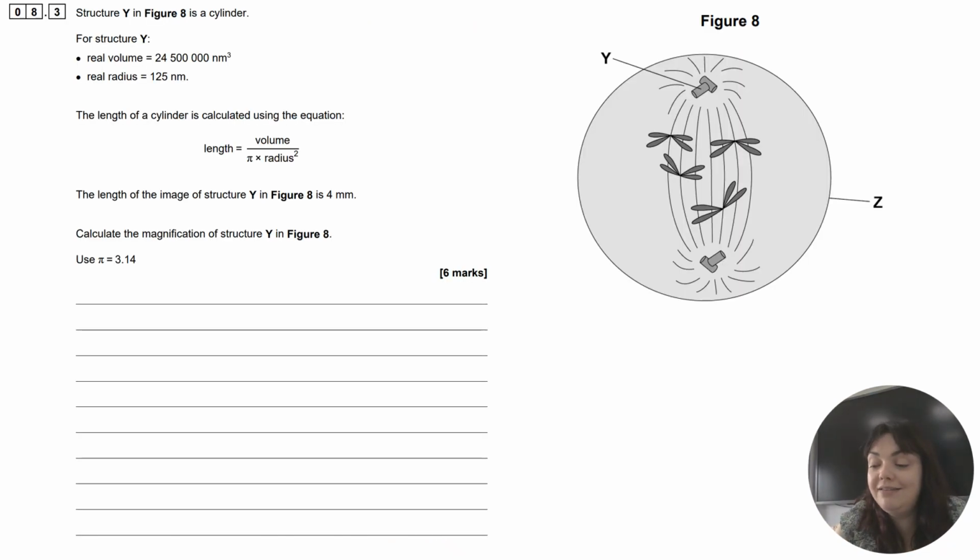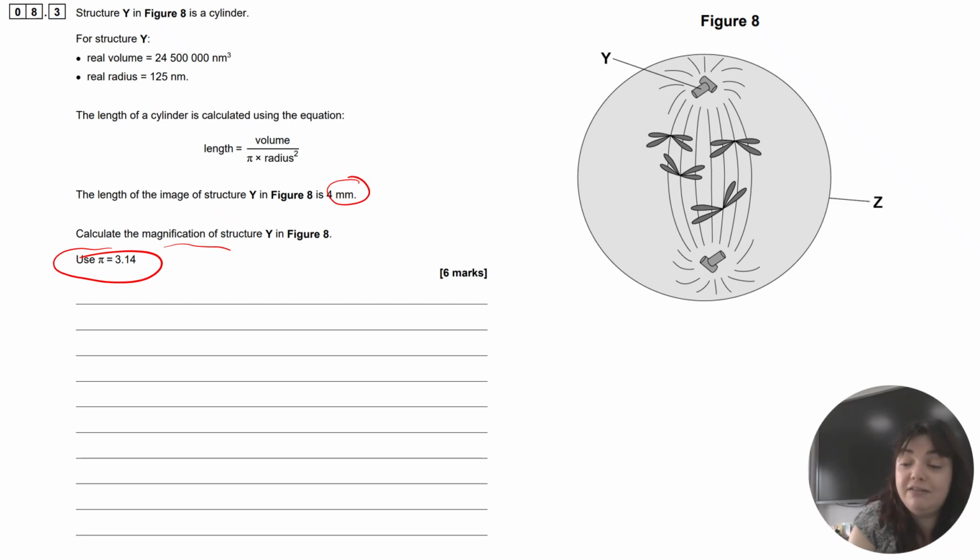Okay, so this is a bit of a long-winded one, but it's a good one if you get your head around it. Structure Y in figure 8 is a cylinder. For structure Y, the real volume is 24,500,000 nanometers cubed. The real radius is 125 nanometers. The length of a cylinder is calculated using the equation length equals volume divided by pi times radius squared, and it's told us to use 3.14 as pi. Then it's given us the length is 4 millimeters on the image, and it's asked us to work out the magnification.